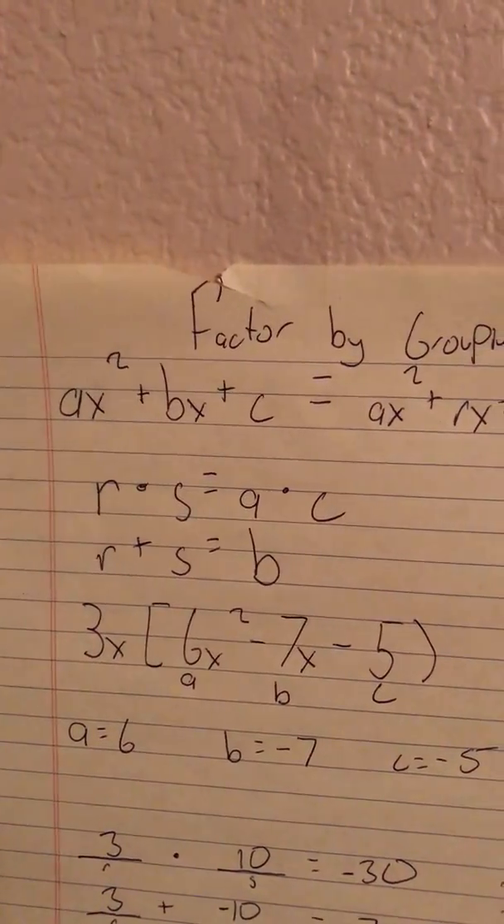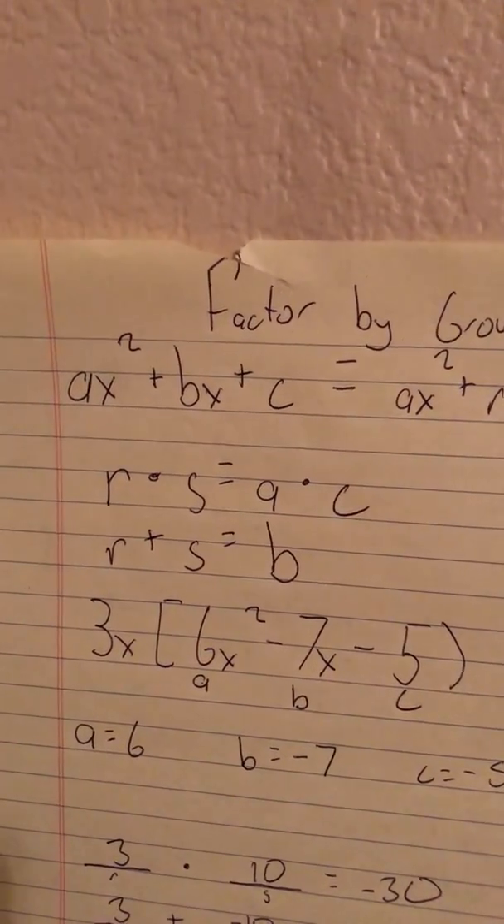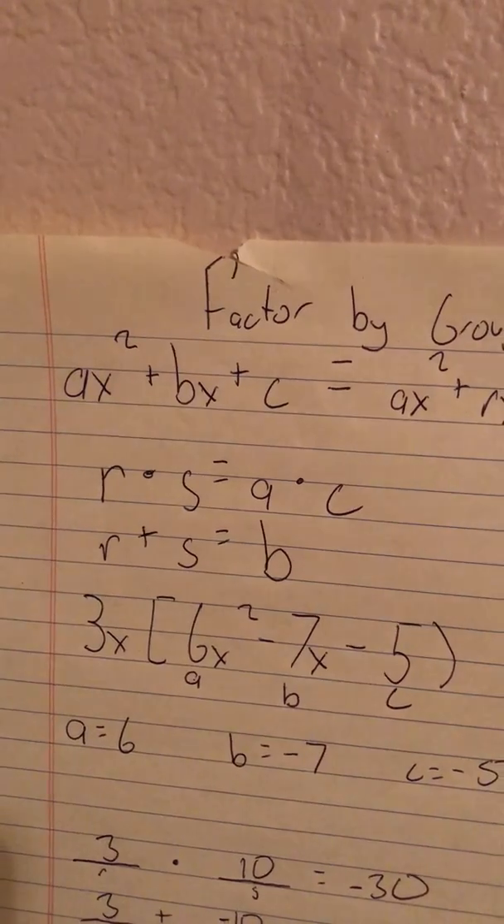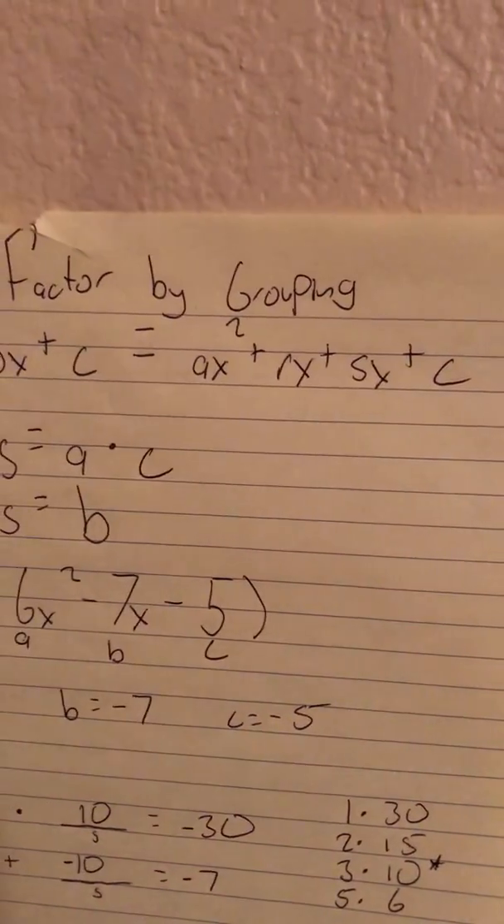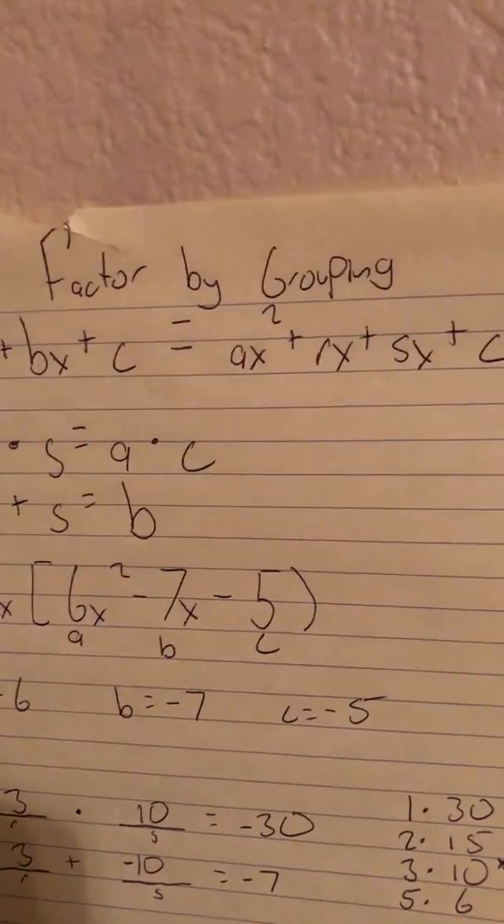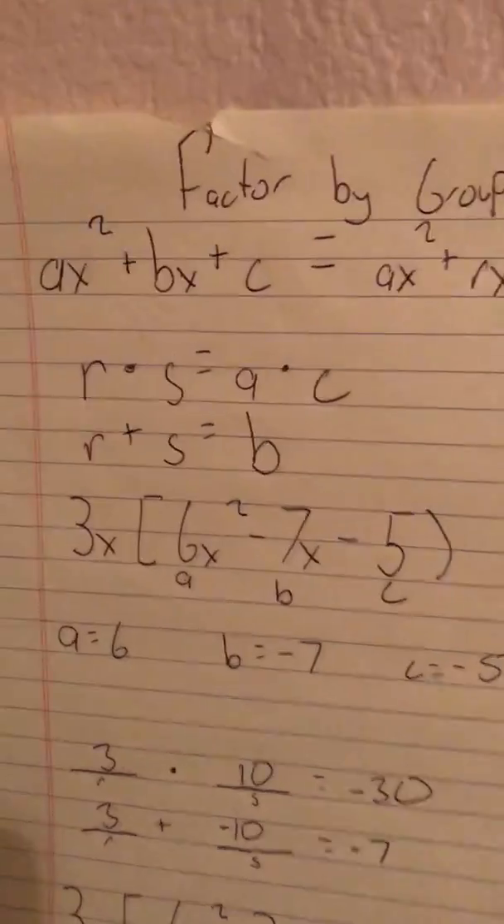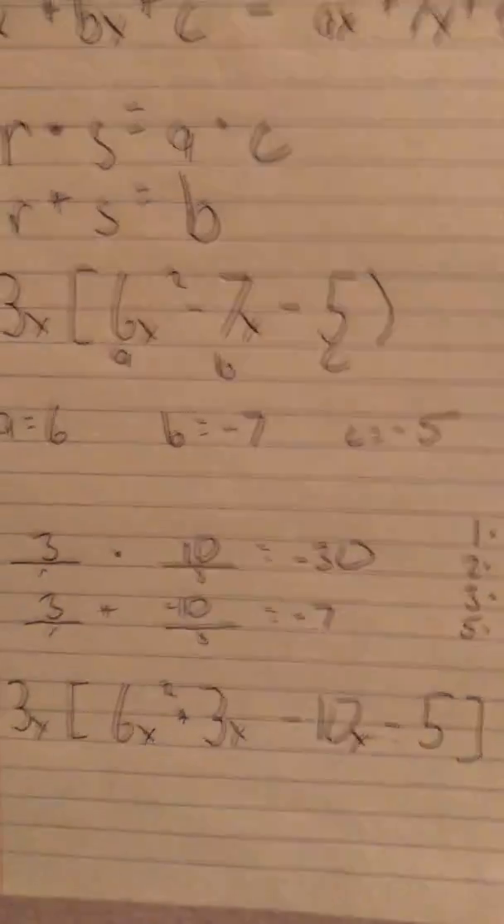r times s equals a times c, r plus s equals b. So right now, in its current form, we have ax squared plus bx plus c. We want to create an equivalent problem, that is ax squared plus rx plus sx plus c. That way we can pull a greatest common factor out of each side. a is 6, b is negative 7, and c is negative 5.